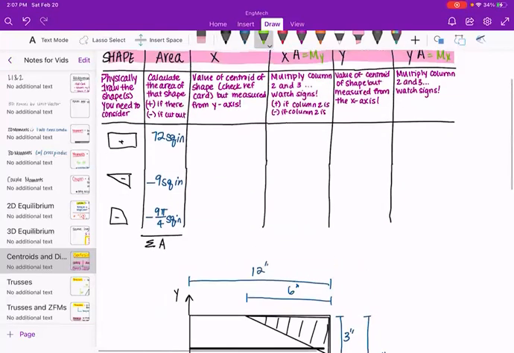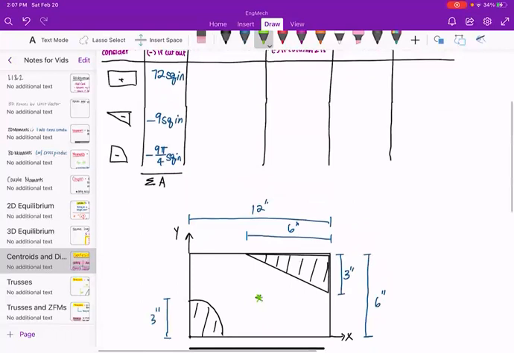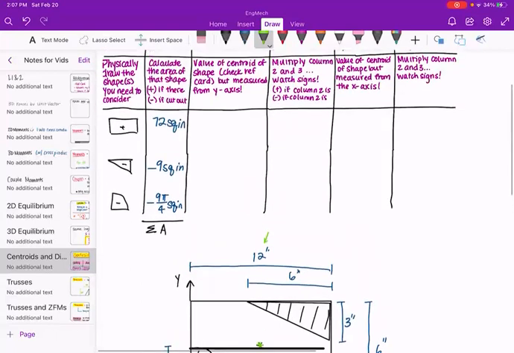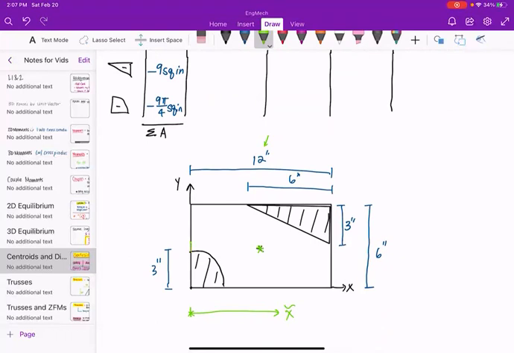So looking at each of my shapes, the rectangle, the centroid is right in the center, right? So that would be at exactly 6, because it's half of the total length, which is 12. So that's just 6 inches. And again, measuring it from here, that is still 6 inches because the rectangle is laid up against that.